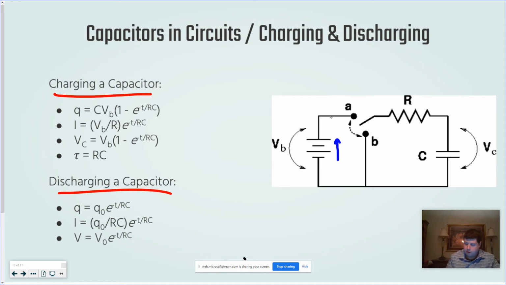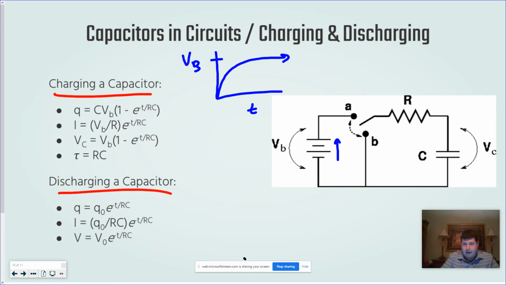The battery's voltage is charging your capacitor. And what happens is that if you have this as the voltage of your battery and this is time, your capacitor will asymptotically approach that voltage, so that the voltage of the capacitor is that voltage that's at your battery there.